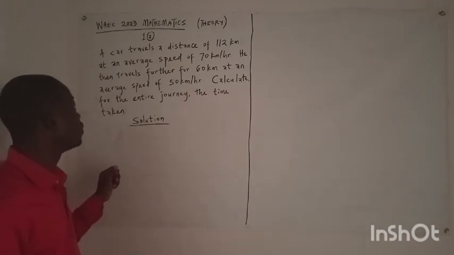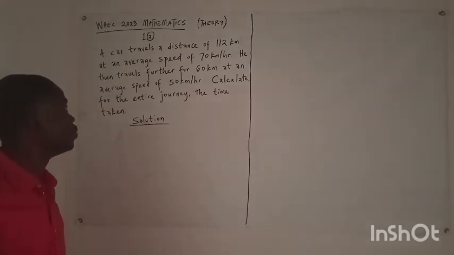A car travels a distance of 112 kilometers at an average speed of 70 kilometers per hour. He then travels further for 60 kilometers at an average speed of 50 kilometers per hour. Calculate for the entire journey the time taken.